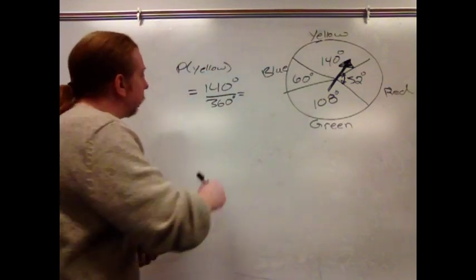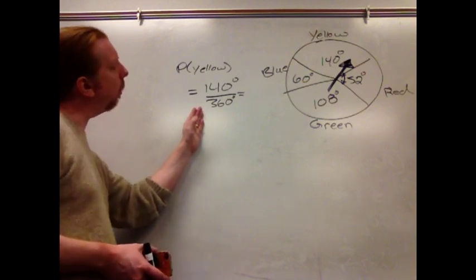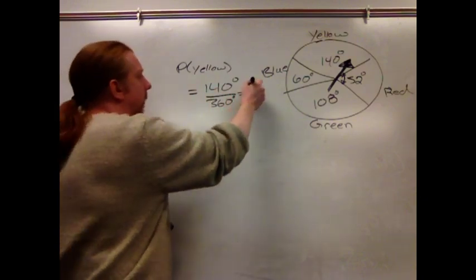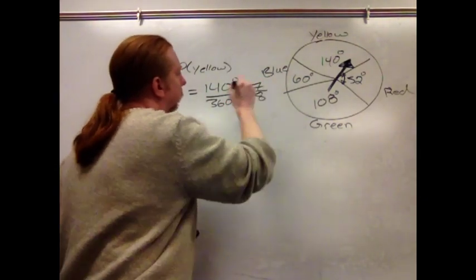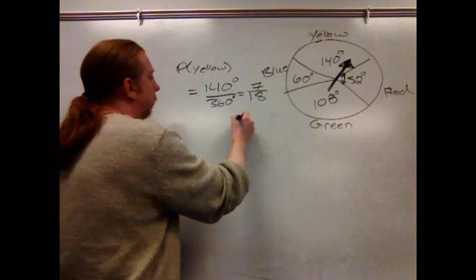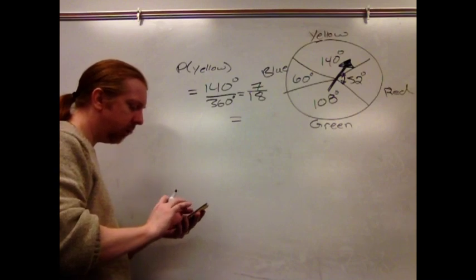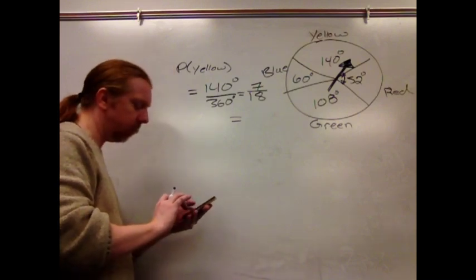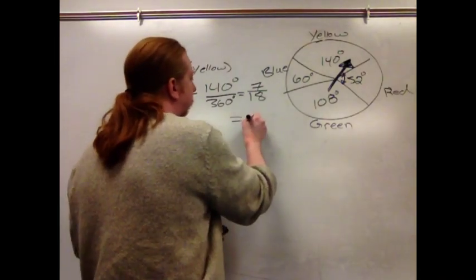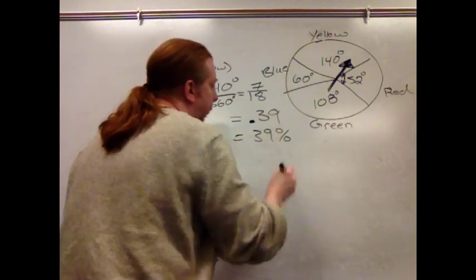Now I'll take my calculator, let's do some work with this fraction. This is going to be reduced to 14/36 or 7/18. Divide both by 2, yeah, 7/18. Now I can turn that into a decimal. So divide. Oops, wrong button. So let's see. Dividing 7 by 18 gives me 0.39 or 39%.